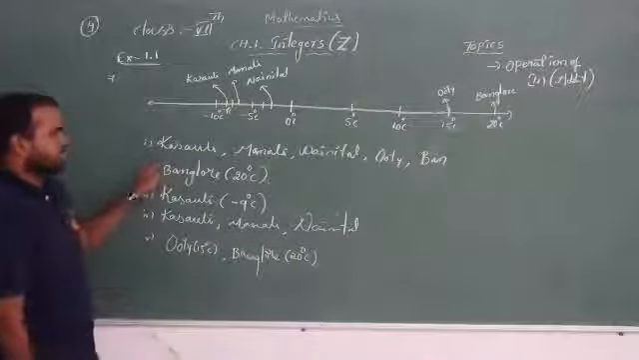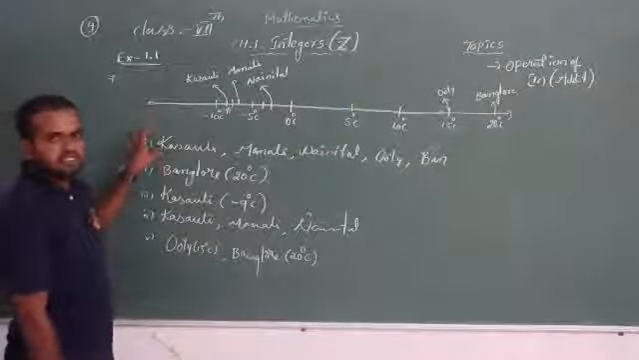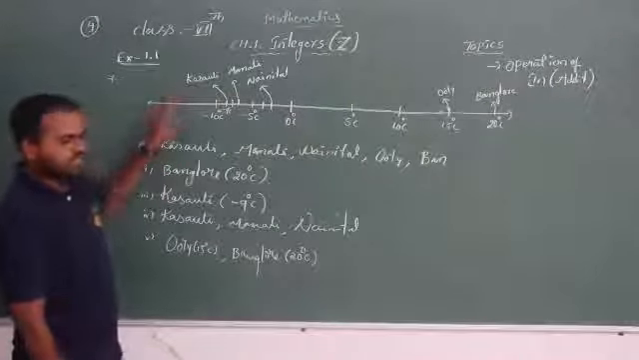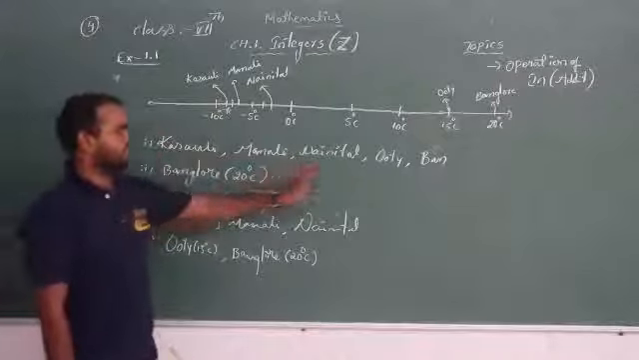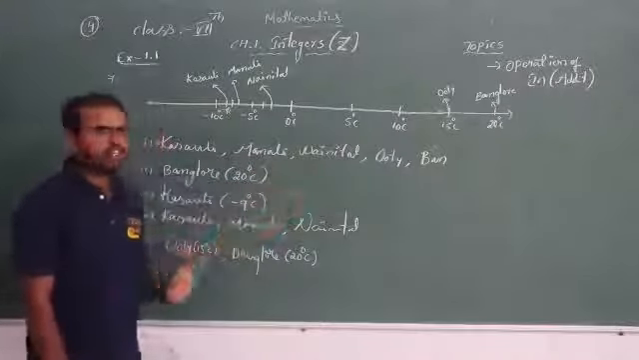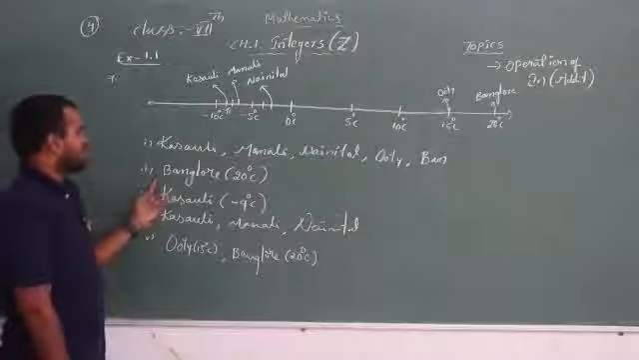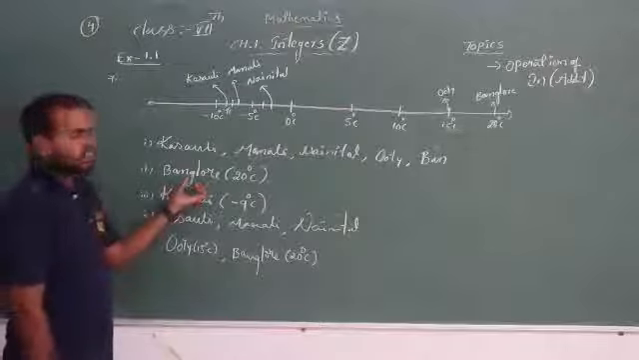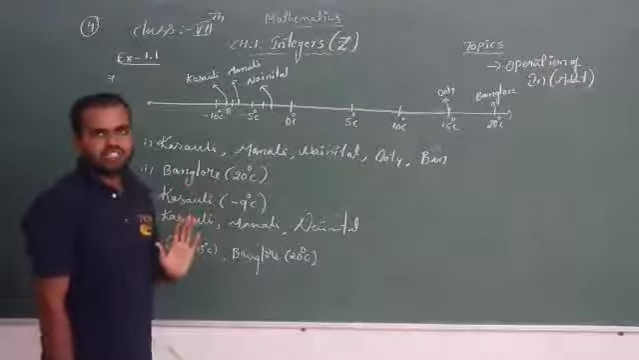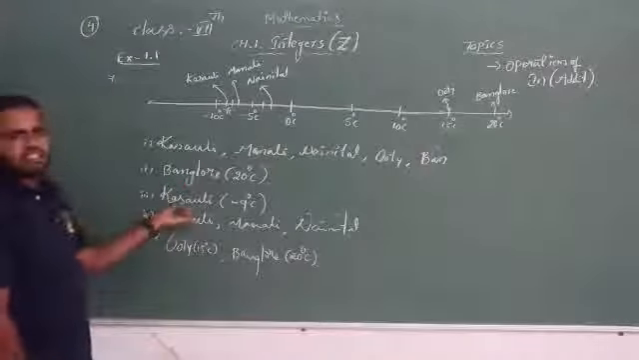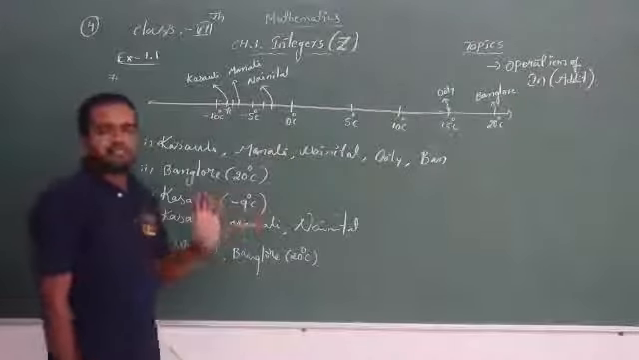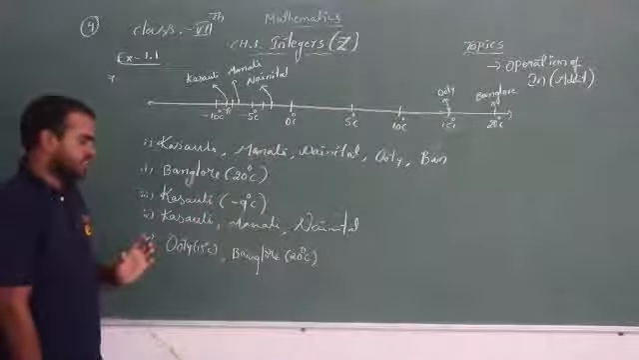So the first question: what cities are represented on the number line? All these 5 cities are represented on the number line. What about the next question? What is the highest temperature? It is Bangalore, 20 degrees Celsius. And what about the lowest temperature? It is Kausali, minus 9 degrees Celsius.